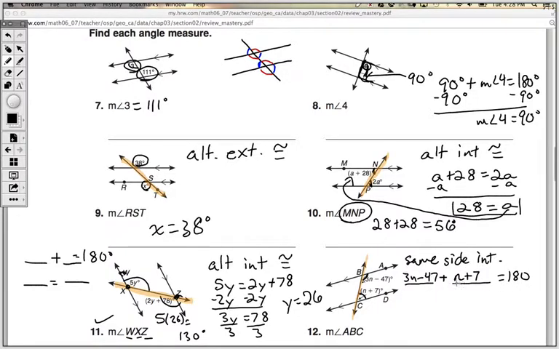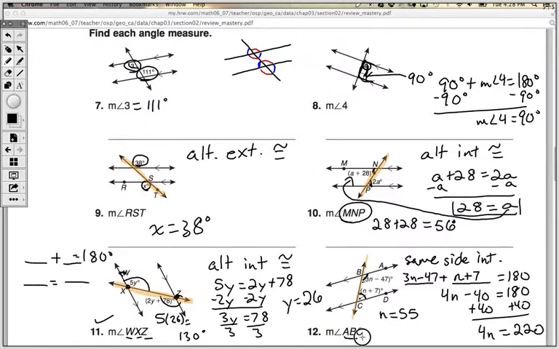Now it's just combining like terms. 3n and n is 4n. Negative 47 plus 7 is minus 40, equals 180. Now we add 40 to both sides, and we get 4n equals 220. This is going to be a big number. 4 times something equals 220. 4 goes into 22 5 times, and then 20, so it's 55. 4 times 55 is 220. That means n equals 55.